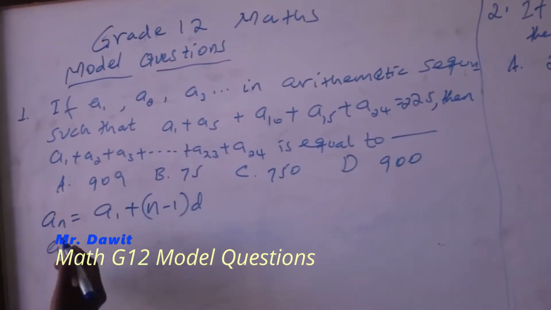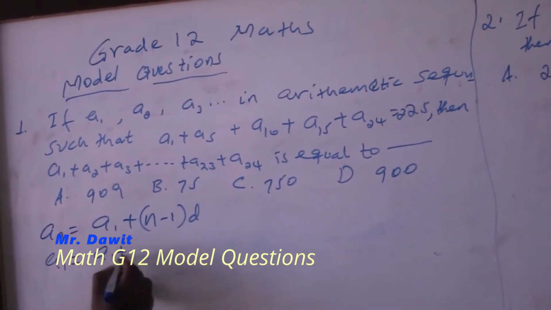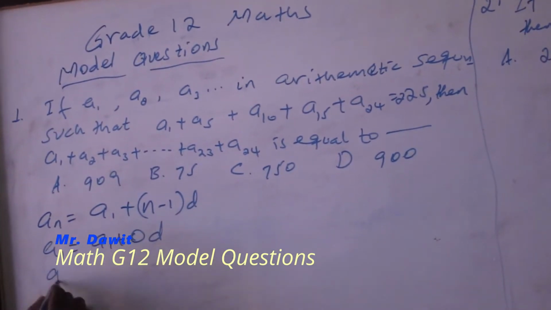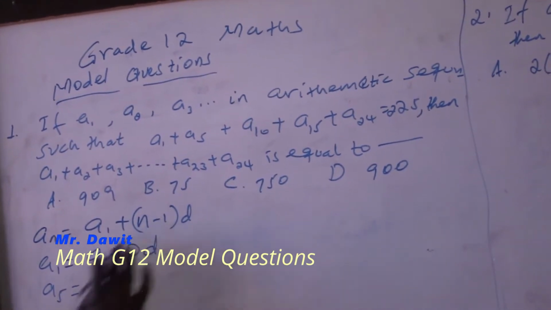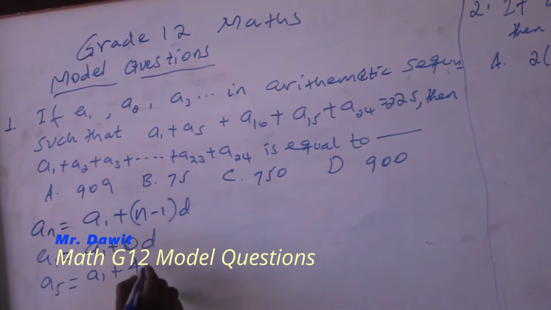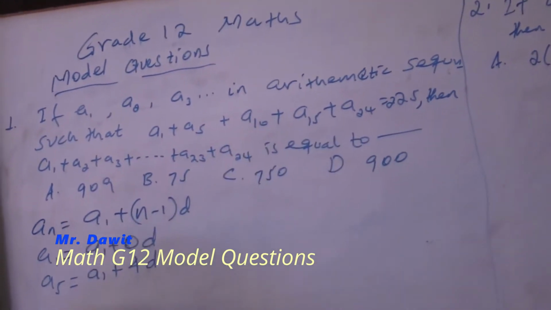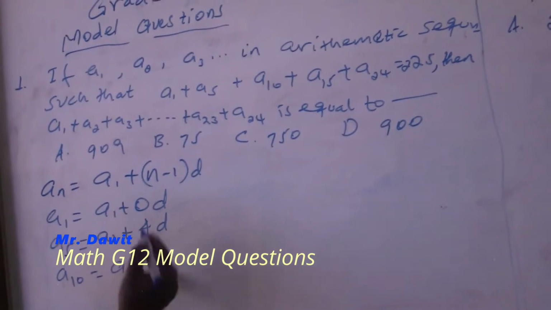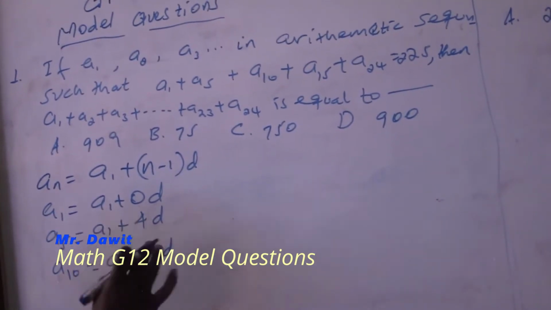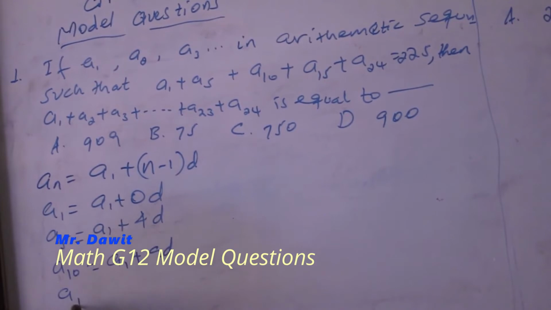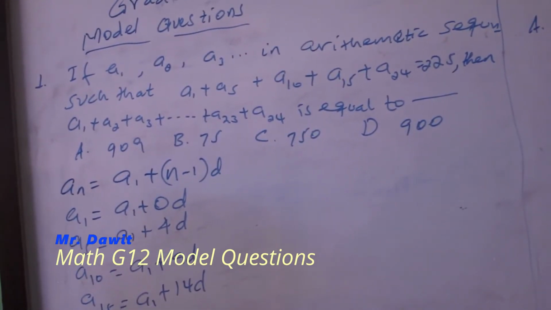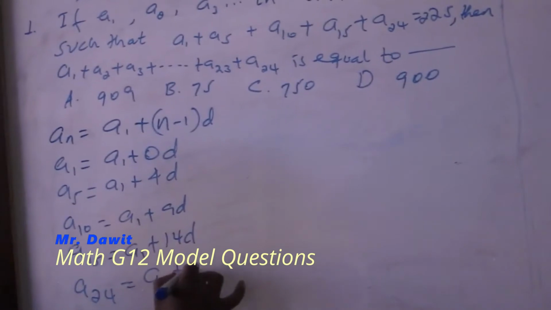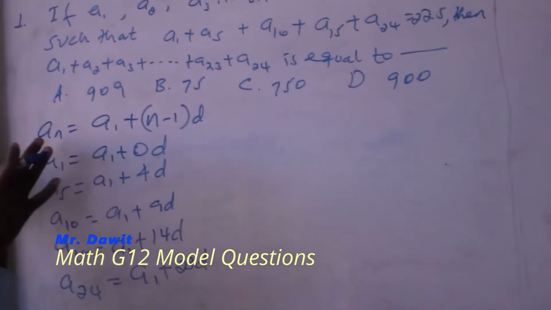So first we have A1, which is A1 plus 0 times the common difference D. A5 is equal to A1 plus, subtracting 1 from 5, 4 times D. A10 is equal to A1 plus 9D, because we subtract 1 again using this formula. A15 is equal to A1 plus 14D, and A24 becomes A1 plus 23D.